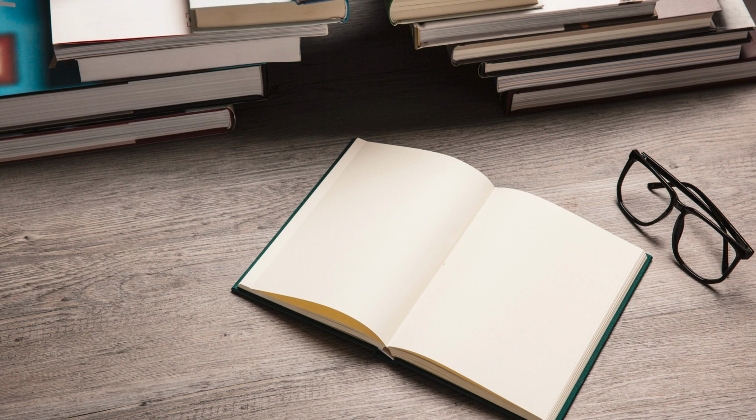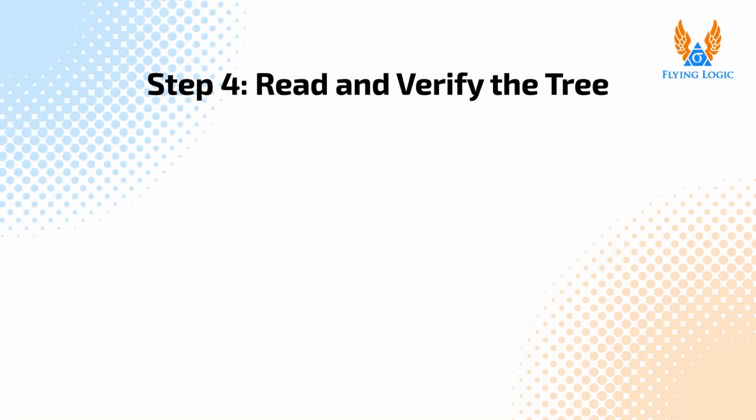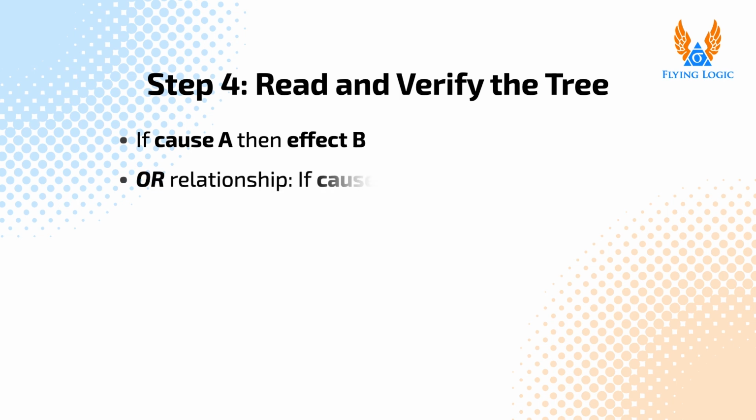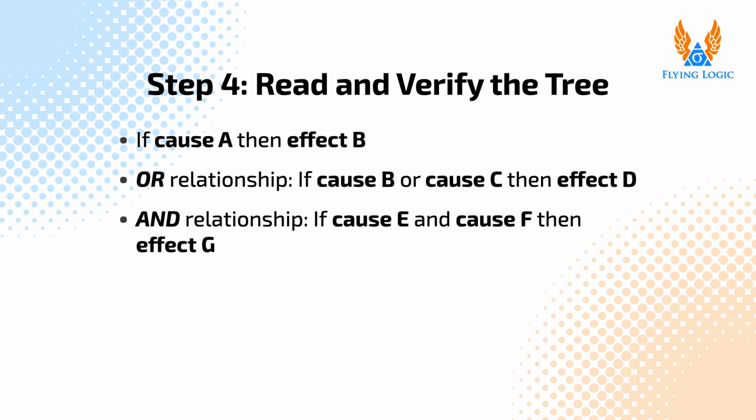Remember that future reality trees are created using sufficient cause thinking, so the basic pattern you will use when reading is, if cause A, then effect B. When two or more arrows enter an entity, we have multiple sufficient causes. This is called an OR relationship. If cause B or cause C, then effect D. When two or more arrows enter an AND juncture, then we have multiple necessary conditions. If cause E and cause F, then effect G.